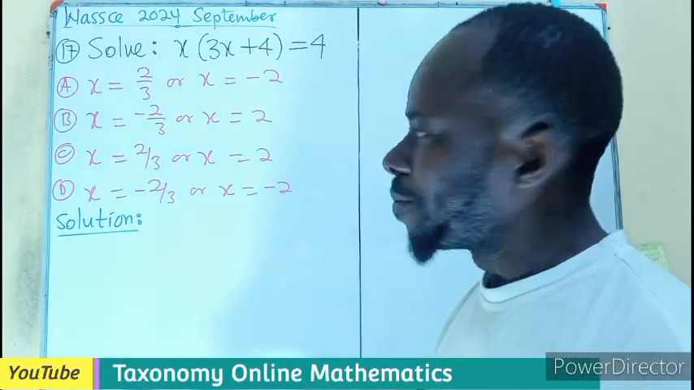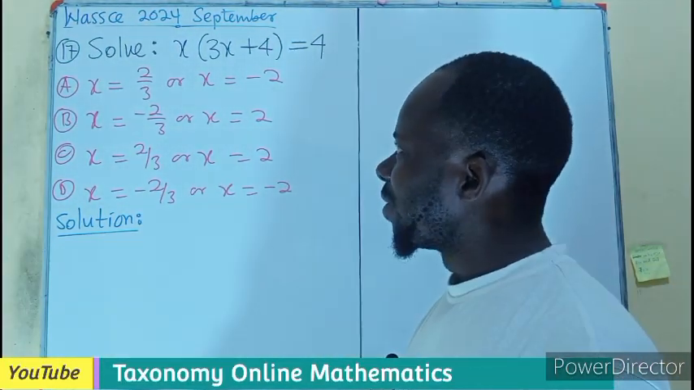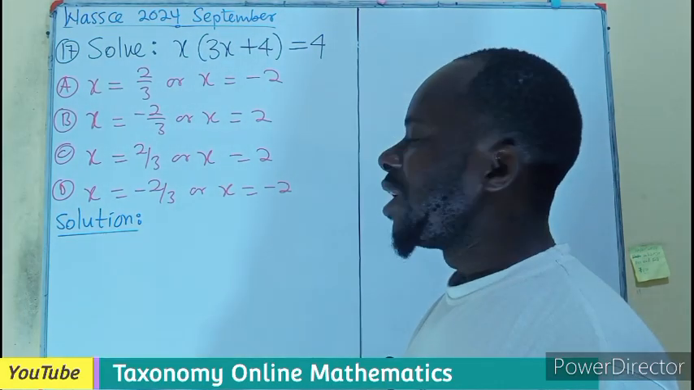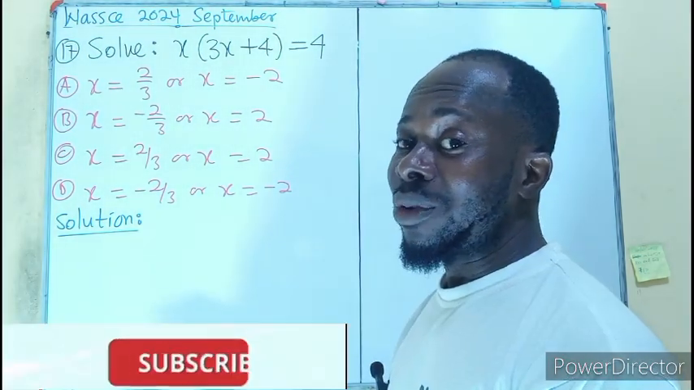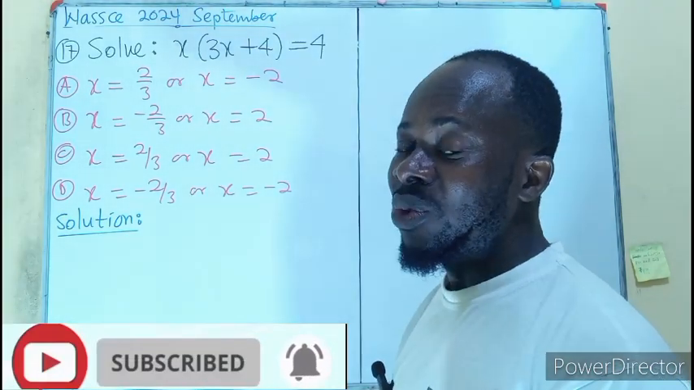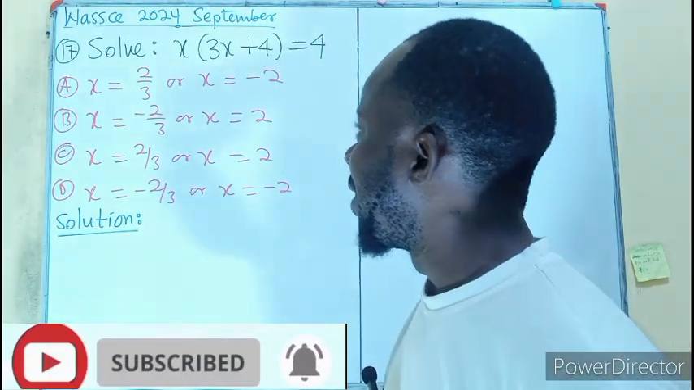Alright, you're welcome. Can you provide the answer to this question? x(3x + 4) = 4, in just a minute or two. Alright, join me as we do that. This is the WASSCE 2024 September edition.